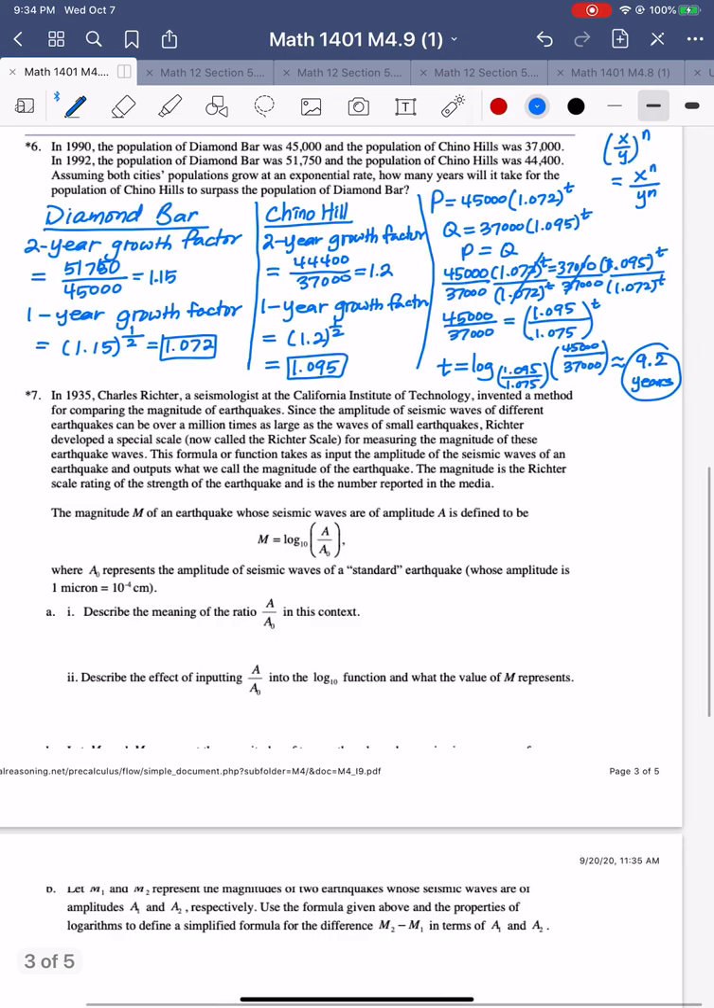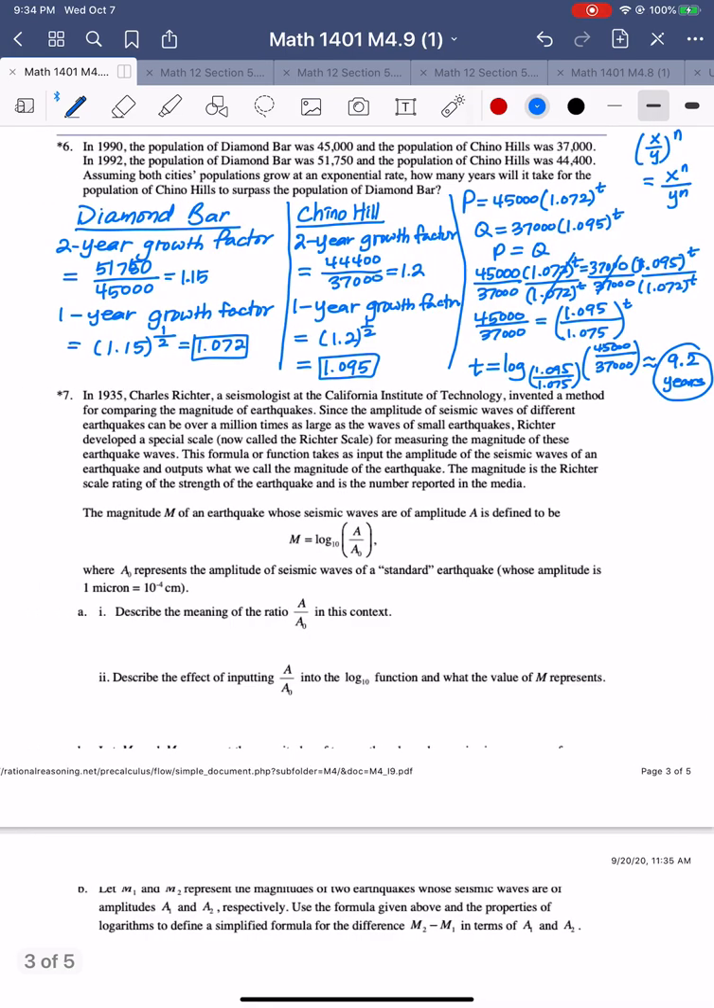Okay, number 7. In 1935, Charles Richter, a seismologist at the California Institute of Technology, invented a method for comparing the magnitude of earthquakes. Since the amplitude of the seismic waves of different earthquakes can be over 1,000,000 times as large as the waves of small earthquakes.